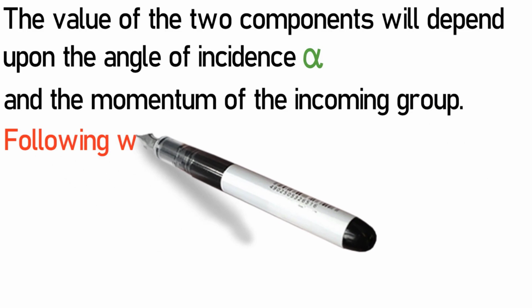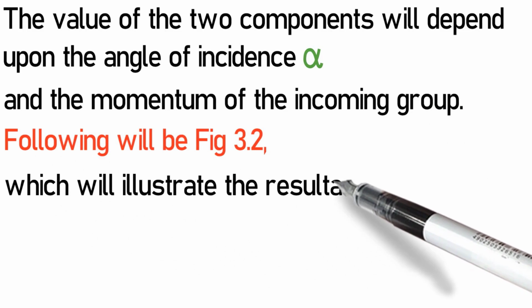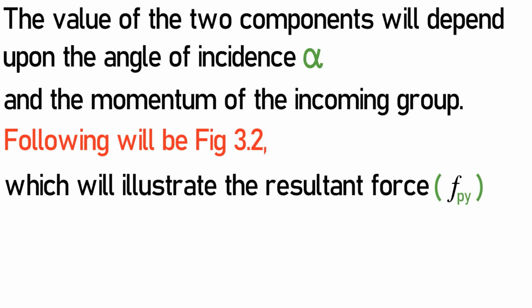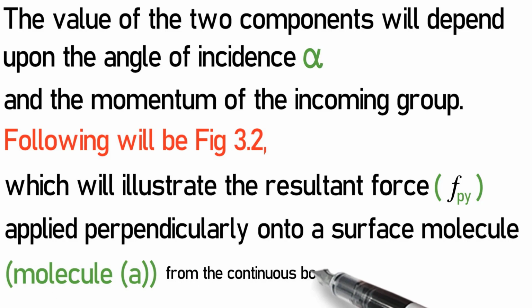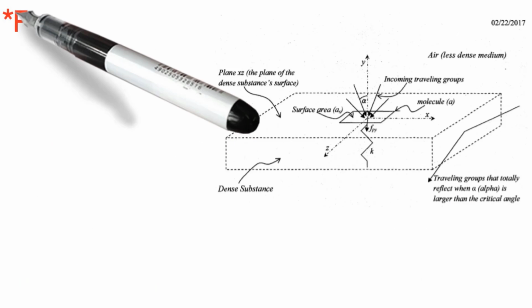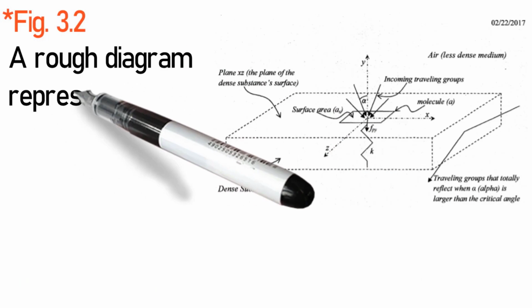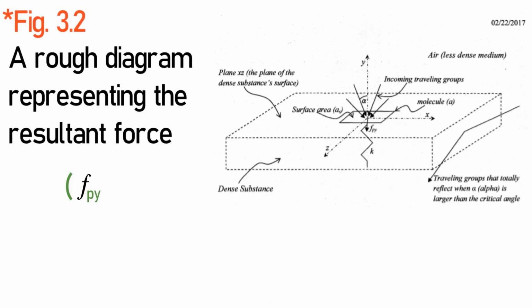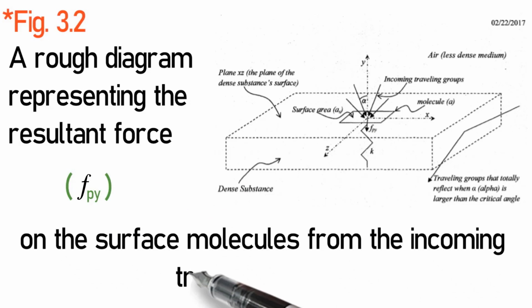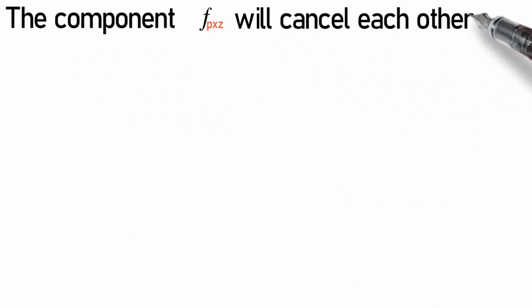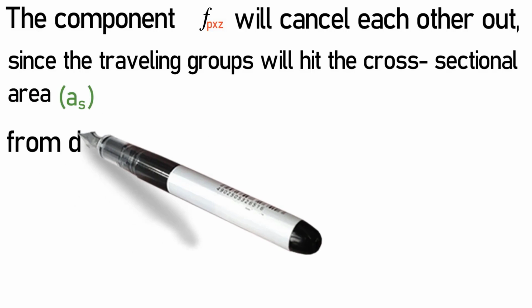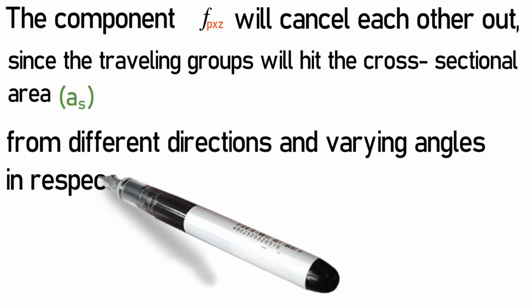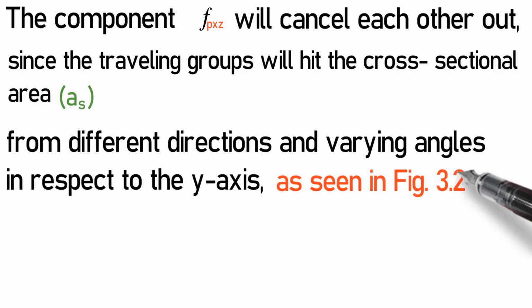Following will be figure 3.2, which will illustrate the resultant force, F sub py, applied perpendicularly into the surface molecule, molecule A, from the continuous bombardment of traveling groups. Figure 3.2. A rough diagram representing the resultant force, F sub py, on the surface molecules from the incoming traveling groups. The component F sub pxz will cancel each other out, since the traveling groups will hit the cross-sectional area, A sub s, from different directions and varying angles in respect to the y-axis, as seen in figure 3.2.